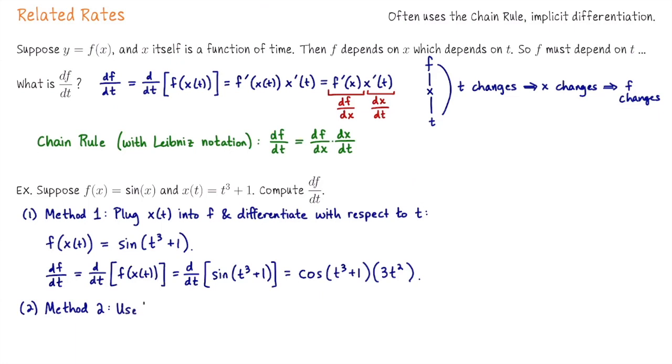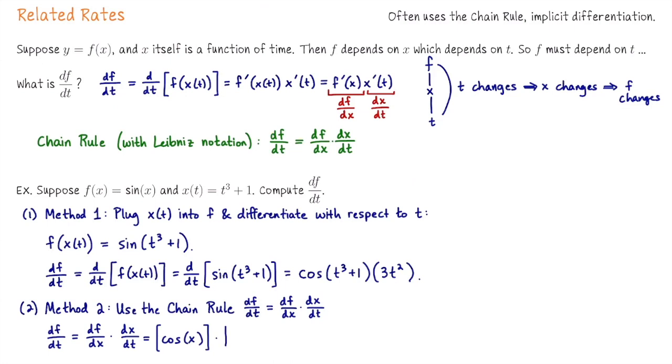Method 2, using the chain rule, we can write df dt is df dx times dx dt, where I'm going to compute each of these individually. df dx is just the derivative of sine x with respect to x, that's cosine of x, times dx dt is 3t squared. So that's cosine of x times 3t squared, and then I can plug in t cubed plus 1 for x. So that's cosine of t cubed plus 1 all times 3t squared. And then you see, of course, that's the same derivative that we got with method 1.